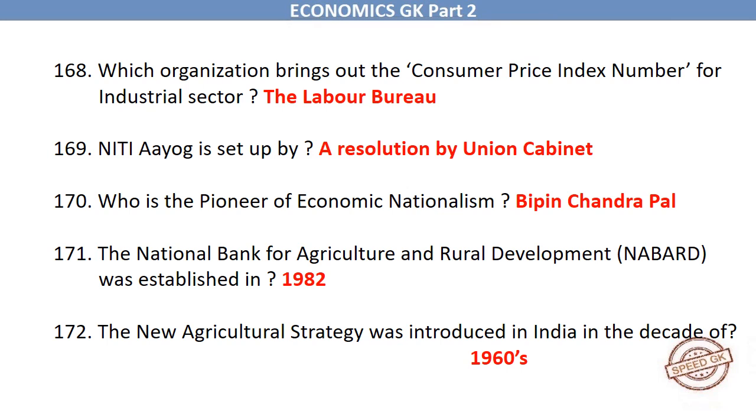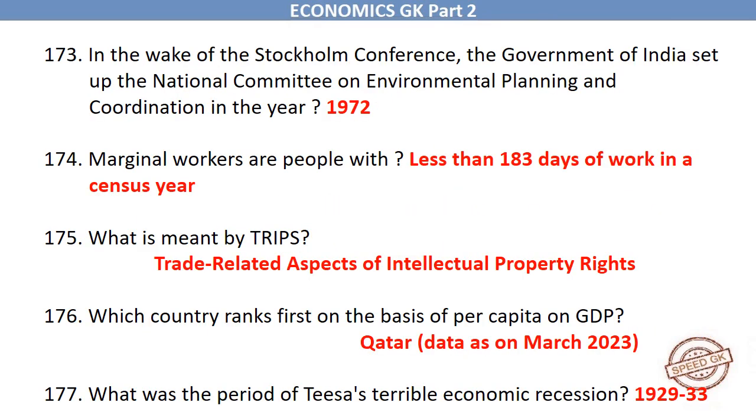Who is the pioneer of economic nationalism? Bipin Chandra Pal. The National Bank for Agriculture and Rural Development, NABARD, was established in 1982. The new agricultural strategy was introduced in India in the decade of 1960s. In the wake of the Stockholm Conference, the Government of India set up the National Committee on Environmental Planning and Coordination in the year 1972. Marginal workers are people with less than 183 days of work in a census year.